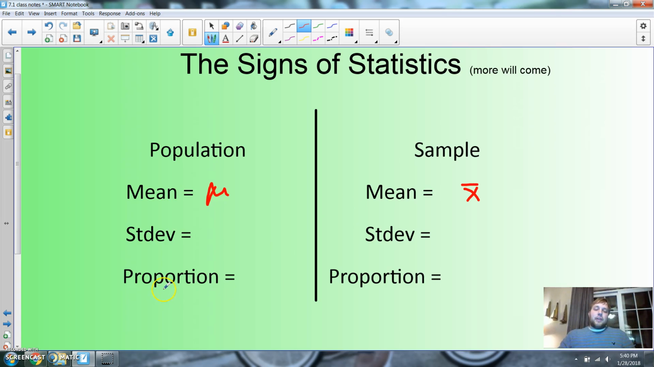Standard deviation, population. If we know the true standard deviation, we mark it as sigma. That's Greek. The sample standard deviation is a little s.